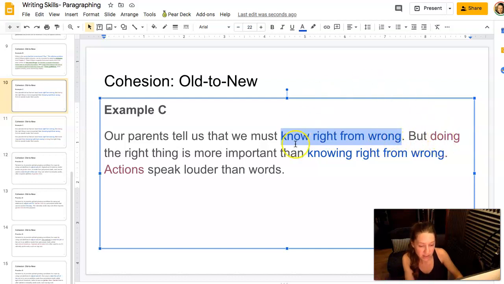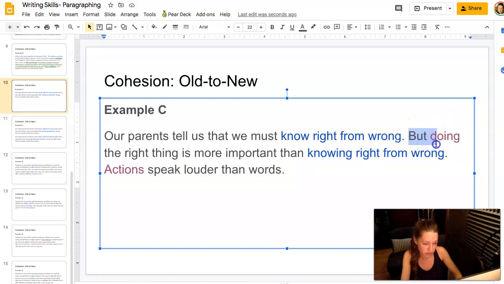So if we're going to echo that, we should begin by echoing that and then transition to the contrast, the new idea, which is doing the right thing. But what this passage does is it goes back and forth. Here's the first thing introduced, here's a new thing, back to the old thing, and then back to the second old thing. So essentially what we're going to do to follow the old to new principle is match up the colors. We're going to put the reference to the old thing before the new thing.